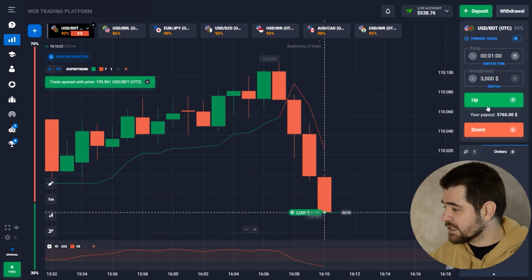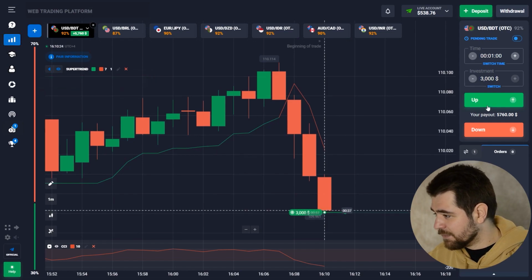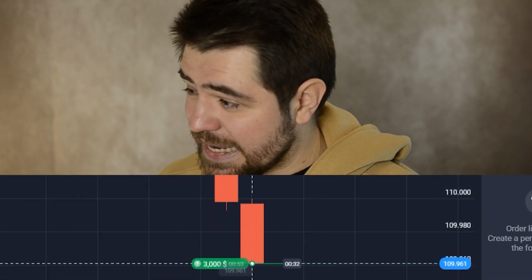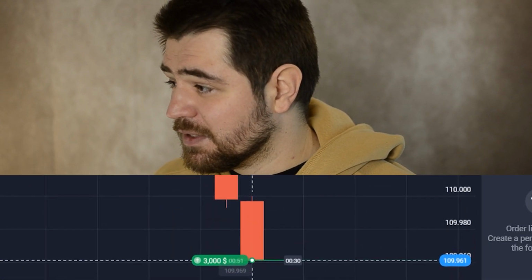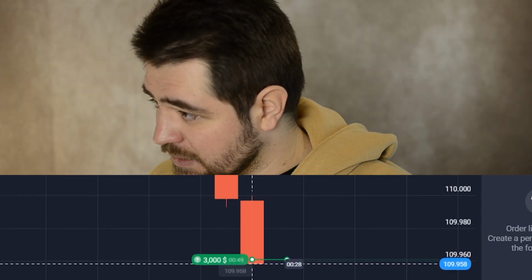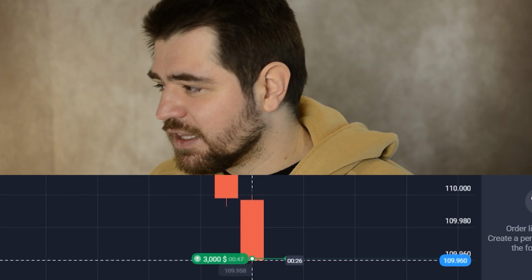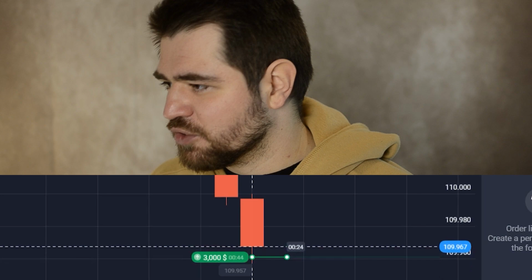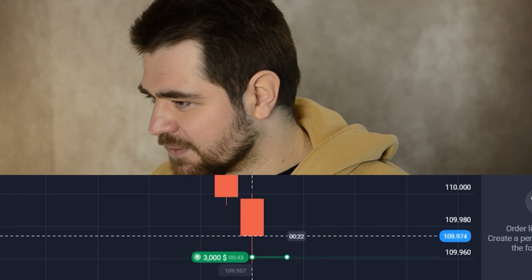Let's just make this $3,000 option here. So as you can see here, the decision: CCI is looking down, and then the price, everything looks like I should be doing a put option, right?